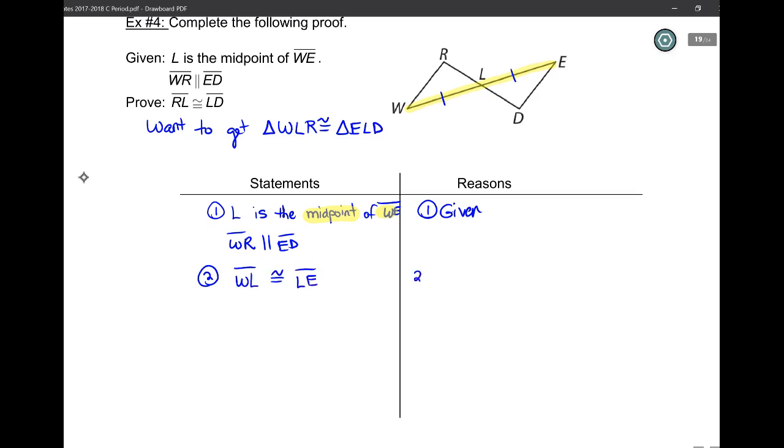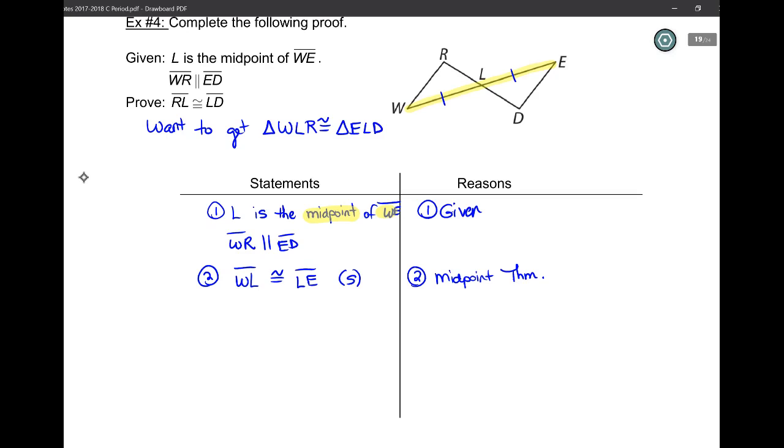The reason is midpoint theorem. That gives us a pair of sides. Remember how I said we always need to know at least one pair of sides. Now, L might be the midpoint of RD, but we don't know that for sure. That's actually kind of what we're trying to prove. We're trying to prove that RL is congruent to LD.